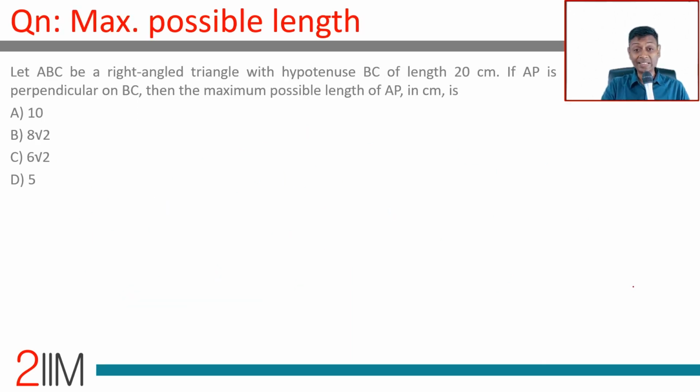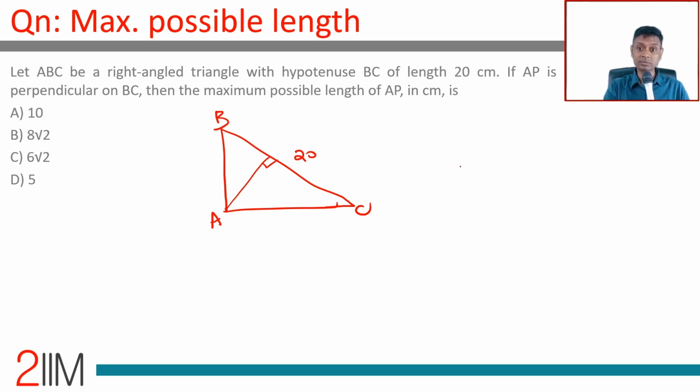Let ABC be a right angle triangle with hypotenuse BC of length 20 centimeters. Fine, so BC is 20, A is here. If AP is a perpendicular on BC, then the maximum possible length of AP in centimeters will be when it is an isosceles right angle triangle, when this is 10 root 2, this is 10 root 2. This will be half of 20, which is 10 units.